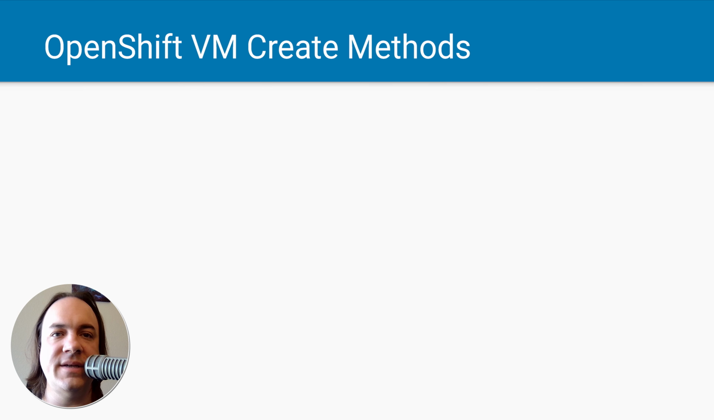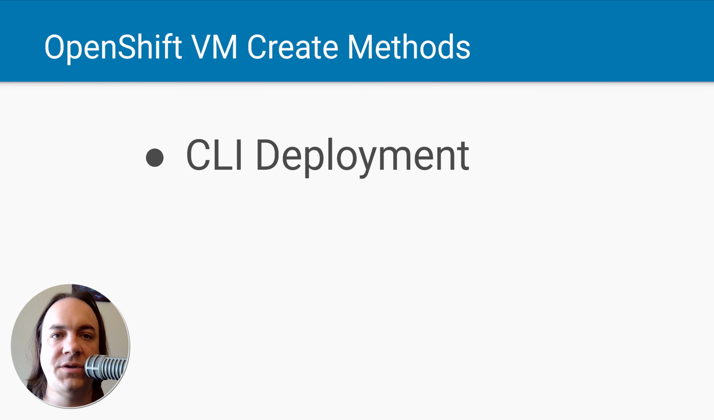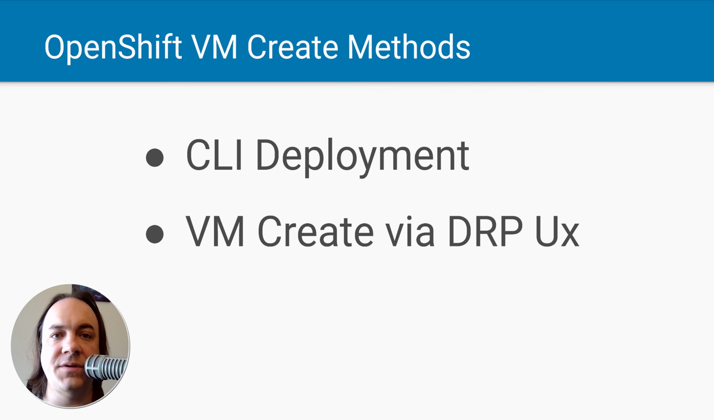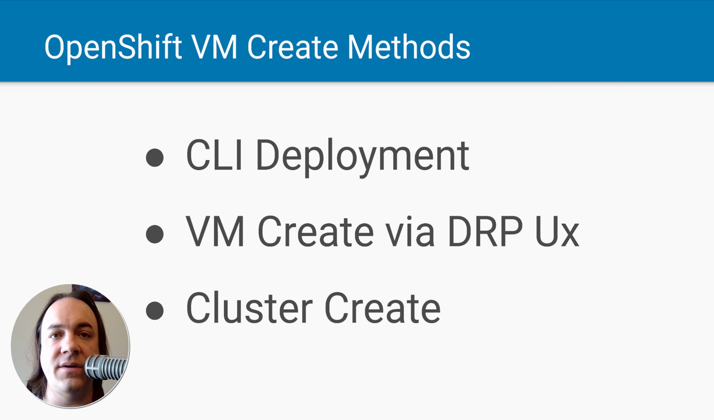We'll walk through three distinct methods. First, we'll show you how to deploy a virtual machine using the standard OpenShift CLI tools, giving you direct control through YAML manifests. Next, we'll demonstrate deploying a VM using the Digital Rebar platform user interface, which simplifies the process while maintaining visibility into what's happening behind the scenes. Finally, we'll demonstrate how to deploy multiple VMs as a cluster using DRP's cluster construct, showing how you can manage groups of related VMs as a single logical unit.